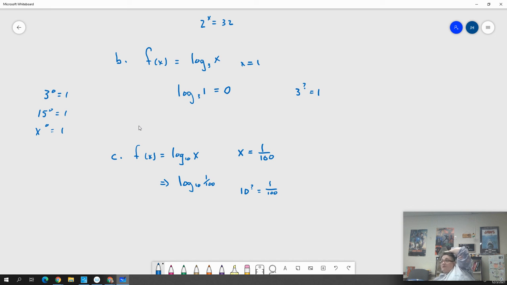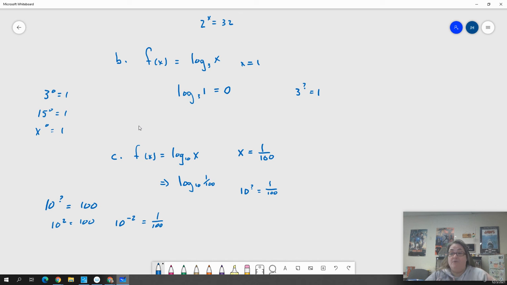Wait, divide? Like a negative? Yeah, I got it. So think about this. If I'm raising 10 to some power and it equals 100, what will we say that power is? What is 10 to what power gives me 100? 2. Exactly. So if it was 10 to the second power, I'd get 100. If it was 10 to the negative 2 power, I would get 1/100th.